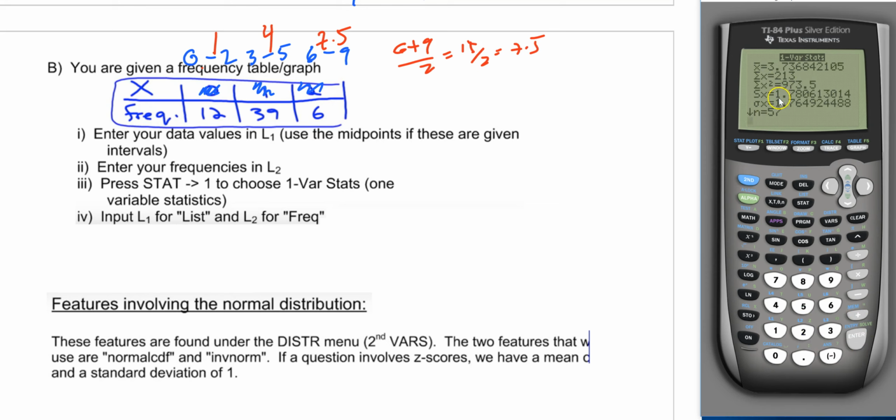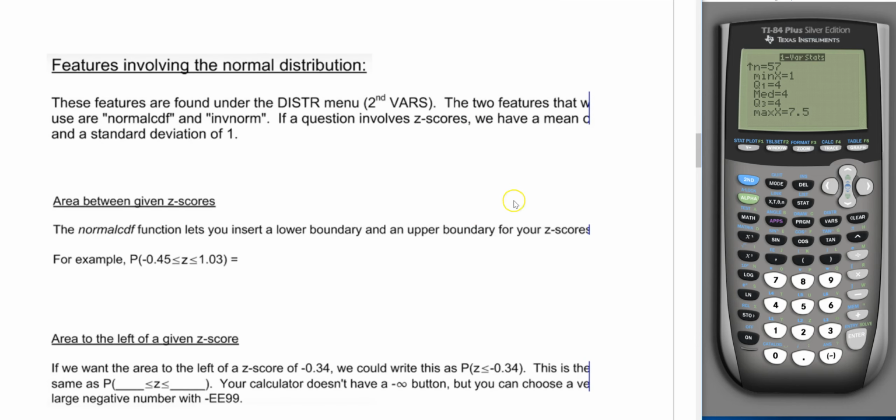I got the mean, I got the standard deviation right here. We use the bottom one. Right, I have my min, my max, my mean, my median, my Q3. Hey, right here, IQR. Fun fact. So that's that one. Now let's talk about normal distribution.